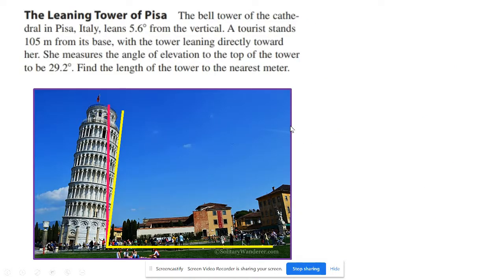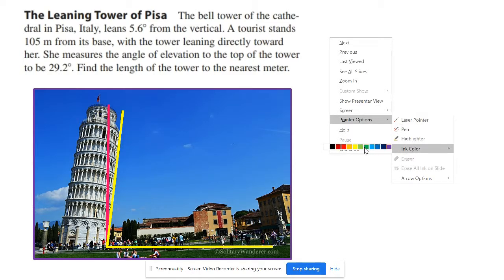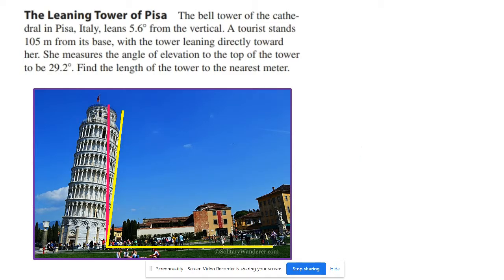All right, Leaning Tower of Pisa. This is a word problem. I think the hardest thing about a word problem is that the problems themselves aren't really that different from any of the other problems. It's just reading them carefully and knowing what they're talking about. Let me get a color that's going to show up well on this picture. I think that'll show up okay.